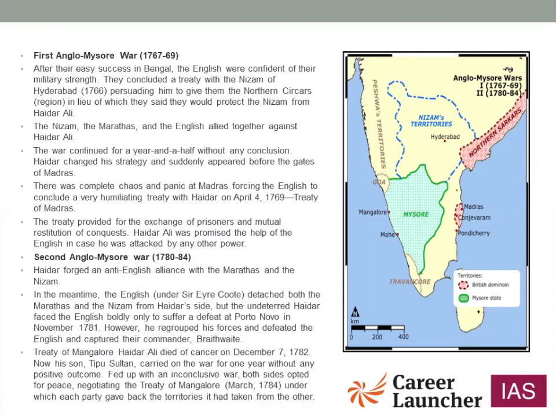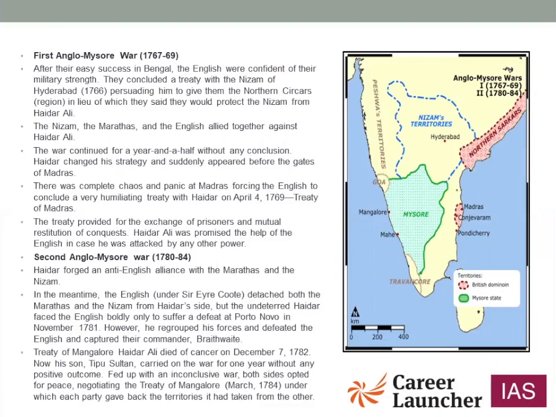Hyder Ali died in the middle of this war because of cancer on 7th December 1782. After his death, his son Tipu Sultan carried on the war for a year without any positive outcome. He got fed up with an inconclusive war. Both sides now opted for peace. They negotiated the Treaty of Mangalore in March 1784, under which each party gave back the territories it had taken from the other.